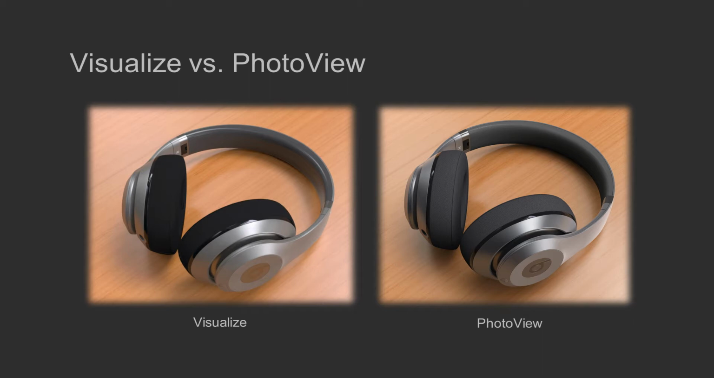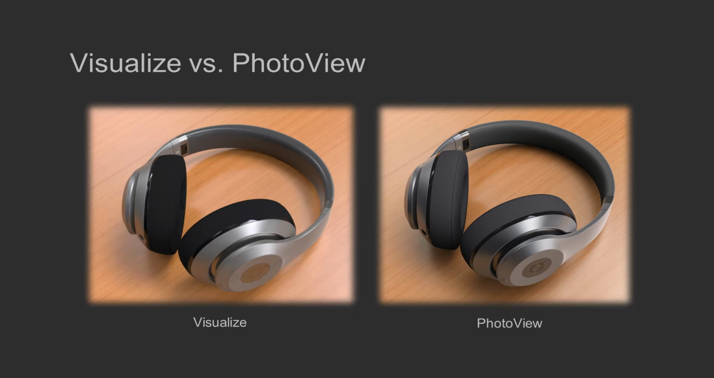This is a PhotoView and Visualize rendering side by side without any alterations. So the Visualize rendering was an import of the SolidWorks file and then just rendered. And you can see there's subtle differences, but these differences can be overcome by tweaking the materials. You can see that the dark leather is much darker. It doesn't have as much diffuse or specularity, but that can be altered in Visualize.